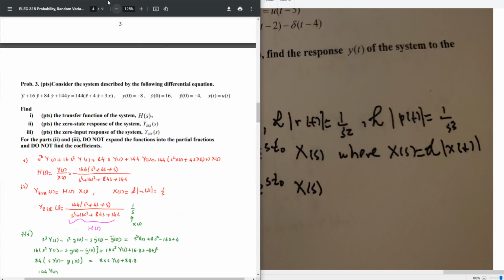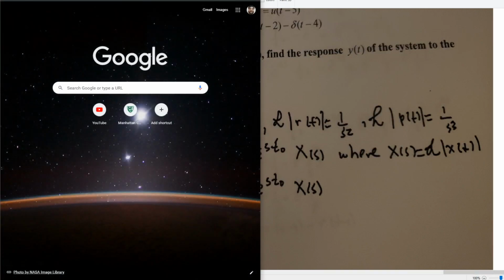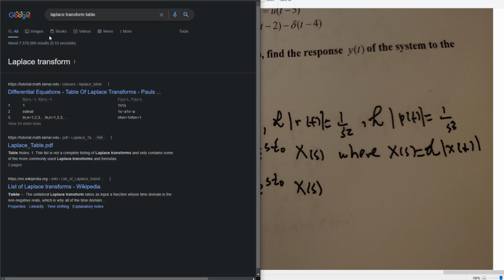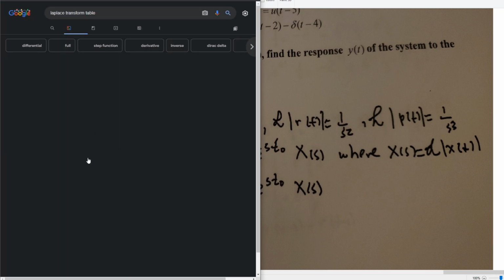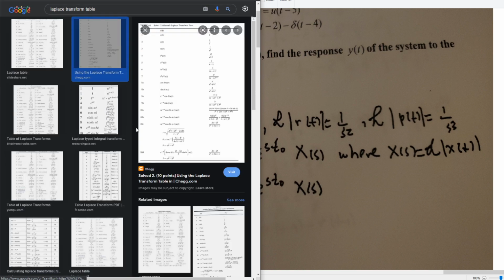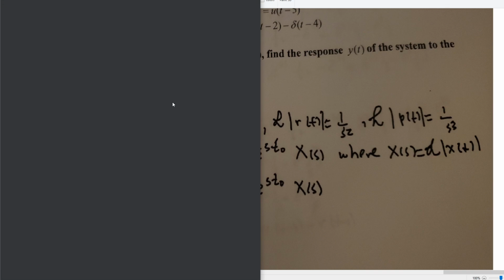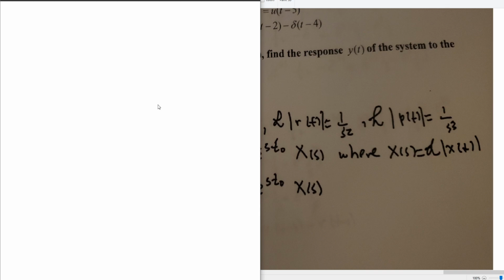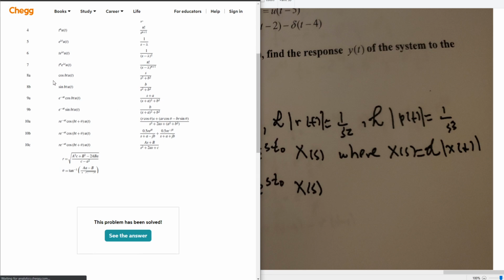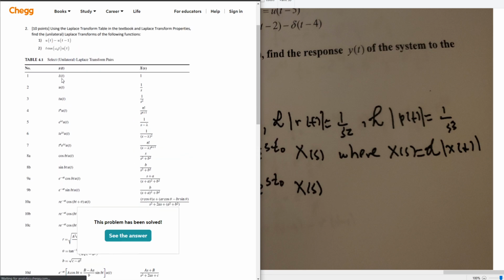If you want, you can also look up a Laplace transform table. And you could go over here. Let me open this. Okay, so as you can see over here on chegg.com, delta t is equal to 1, u of t is equal to 1 over s. T u of t, or as we know it, r of t, is 1 over s squared.